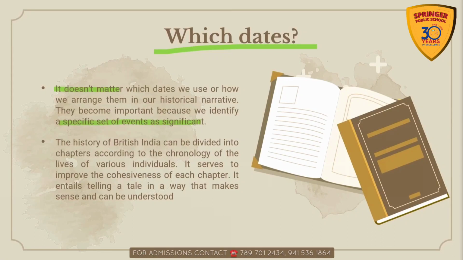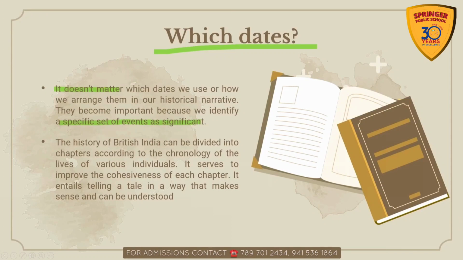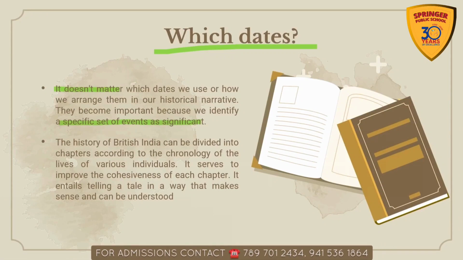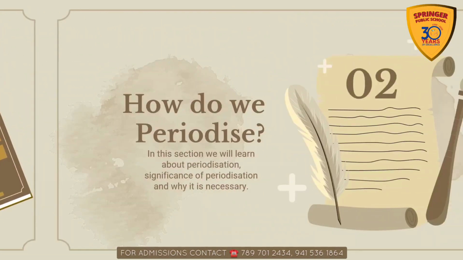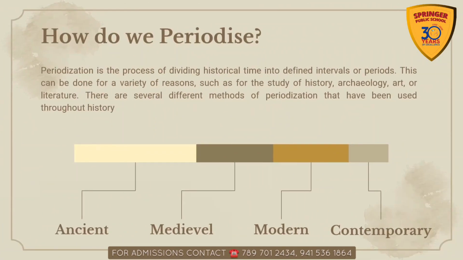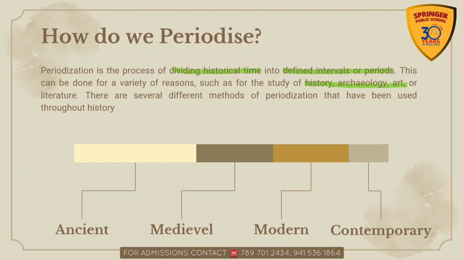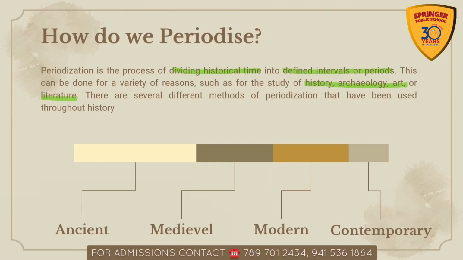Okay? So, after learning the importance of dates and which dates are important and which to remember, we will move towards our next topic. How do we periodize? In this section, we will learn about periodization, the significance of periodization, and why it is necessary. Okay, so let's continue. Periodization is the process of dividing historical time into defined intervals or periods. This can be done for a variety of reasons, such as for the study of history, archaeology, art, or literature.